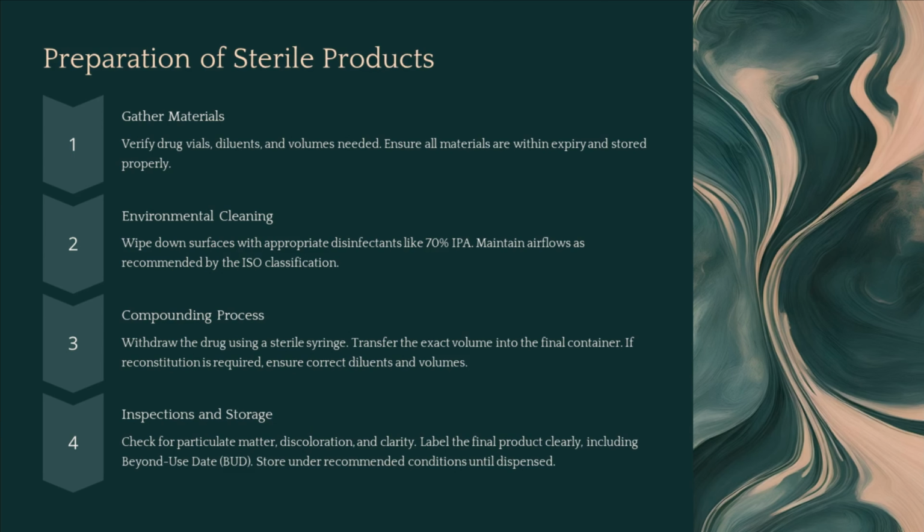Preparation involves gathering materials, environmental cleaning, compounding processes, and inspections. Verify drug vials, clean surfaces with 70% IPA, withdraw the drug using a sterile syringe, and check for particulate matter and clarity before storing under recommended conditions.